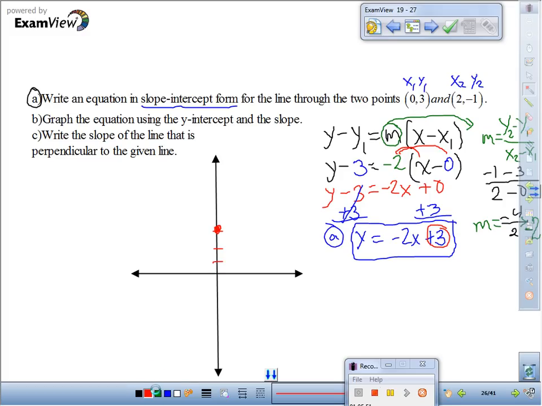What is my slope according to that equation? Negative 2 in fraction form is over 1. That tells me that we have to go 2 steps down and 1 to the right. 1, 2, 1 to the right. There's my point.